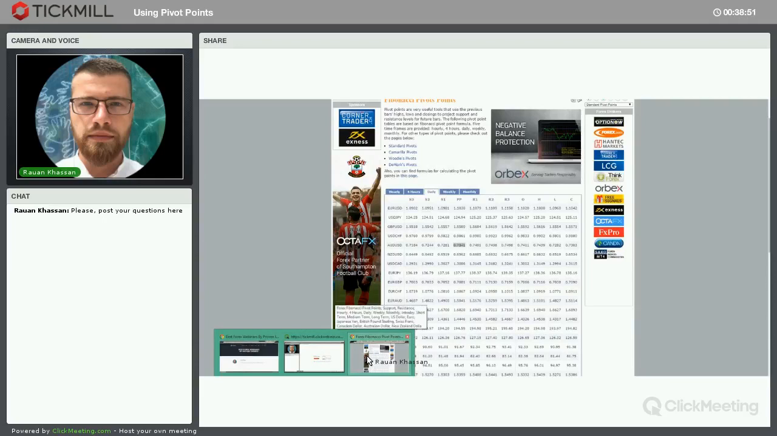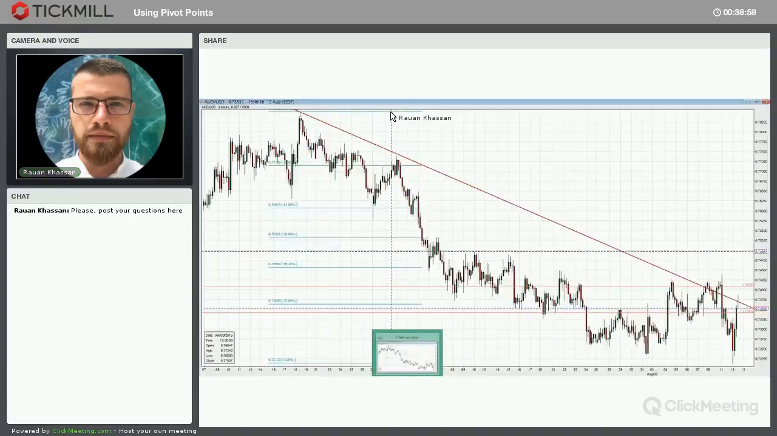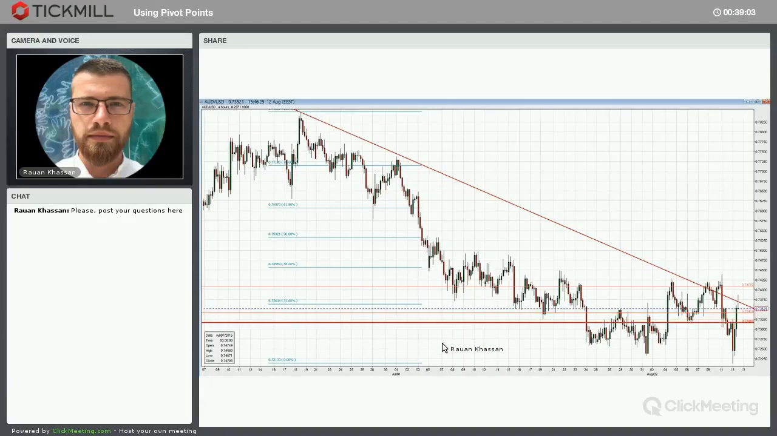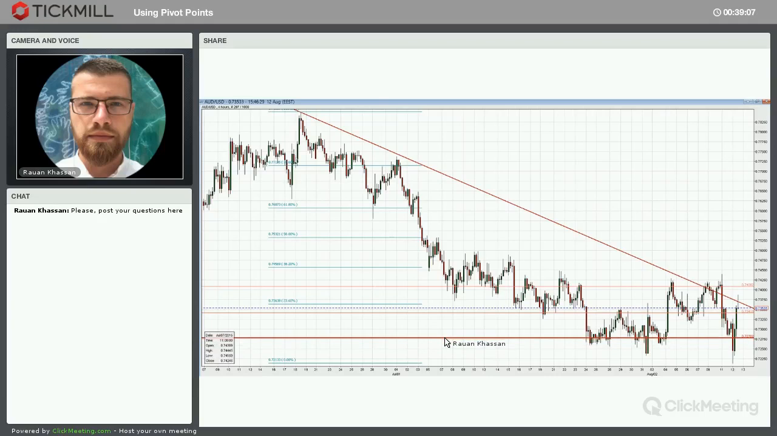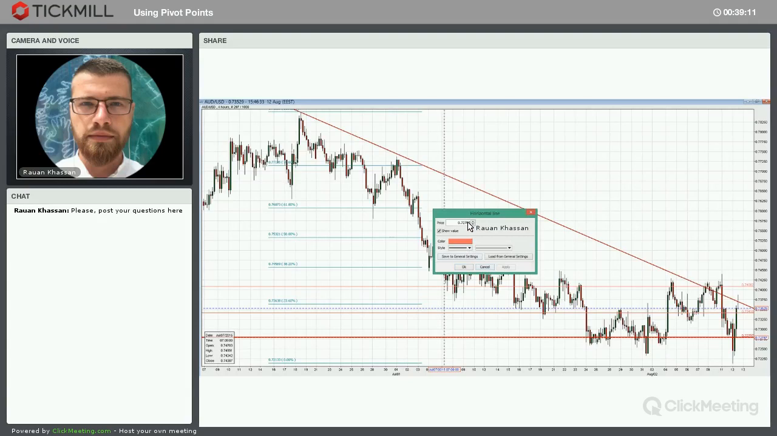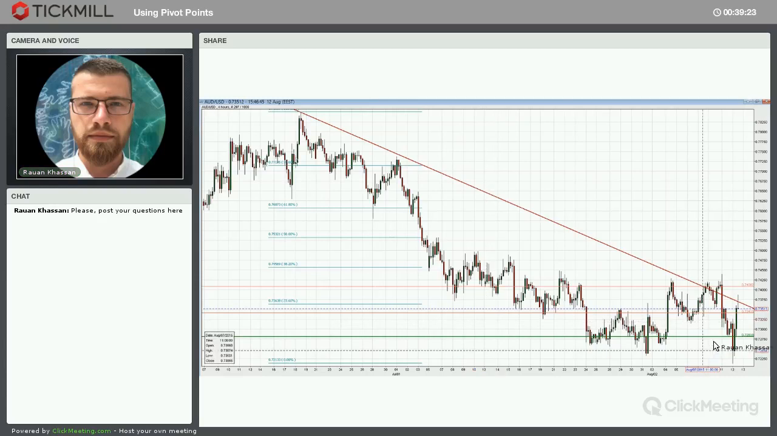Going further, the first line is set at 0.7281. Let's put it as a green line. And this is a support level. As you can see, during the decline of the Australian dollar, it worked for a few hours as a static support level. And afterwards, it helped to provide a bounce after the price was breaking away.